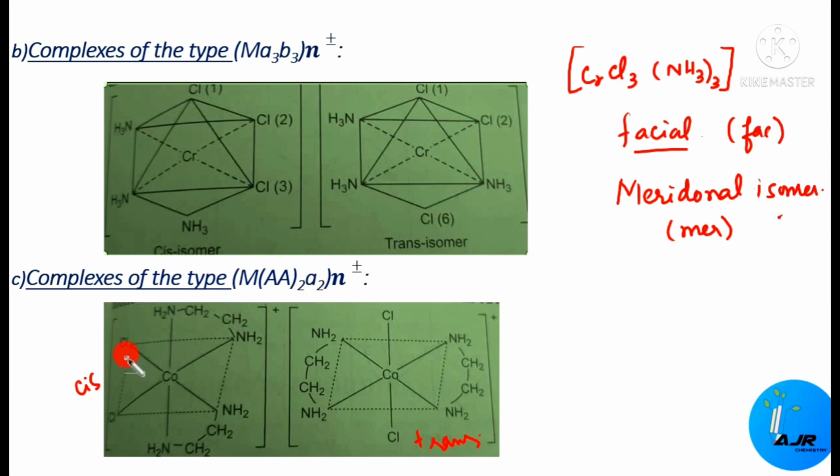See here, this is Cl. So in symmetry, in the cis isomer, both the monodentate ligands are placed in adjacent positions, whereas in the trans they are in opposite positions. If you see, the monodentate ligands as well as the bidentate chelating ligands are present in opposite positions. It's a trans position. So that is the trans isomer.